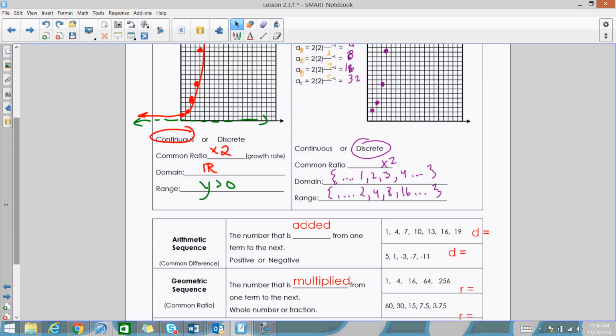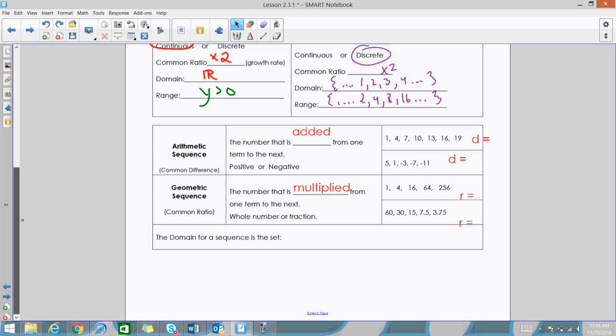All right, so now you're going to be writing down these things. I said you haven't heard these words before, and you haven't. So these are the new terms. You have arithmetic and geometric. These are your new terms. Arithmetic and geometric sequence. That's what we're going to be talking about today.